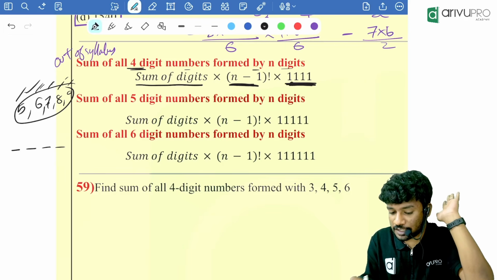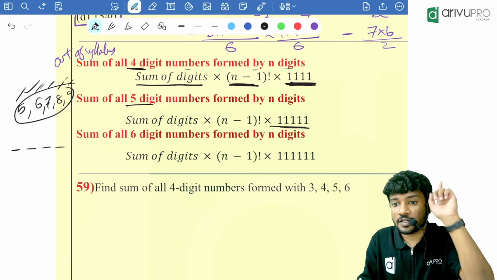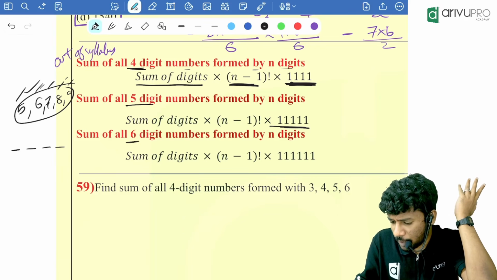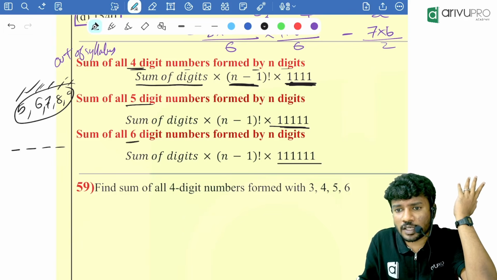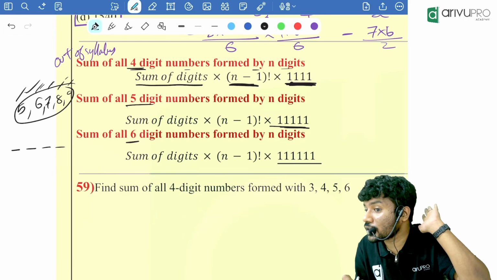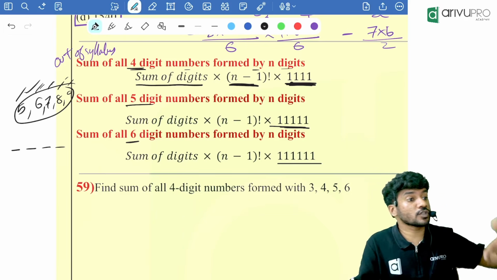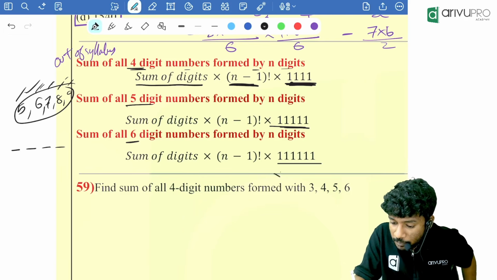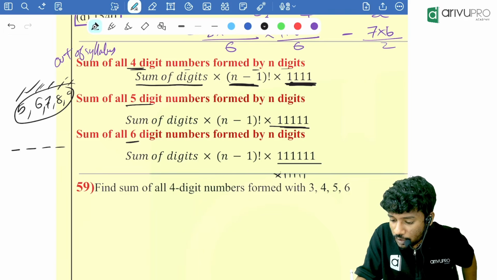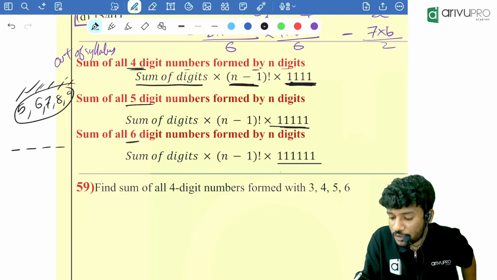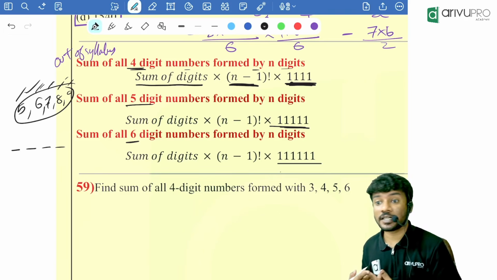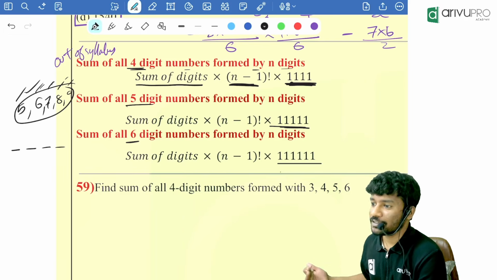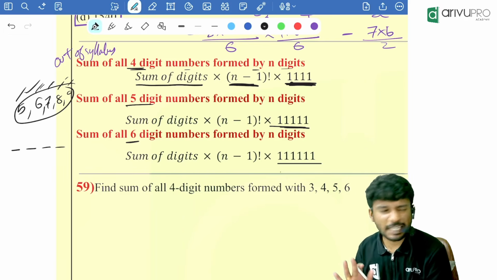If it is 5 digits, we will multiply it with 5 ones. If it is 6 digits, we will multiply it with 1, 1, 1, 1, 1, 1, six ones. What if the question is based on 7 digits? Multiply everything with 1, 1, 1, 1, 1, 1, 1. If it is based on 11 digits, you will multiply it with 11 ones. That's how it is done. Keep a note of it.